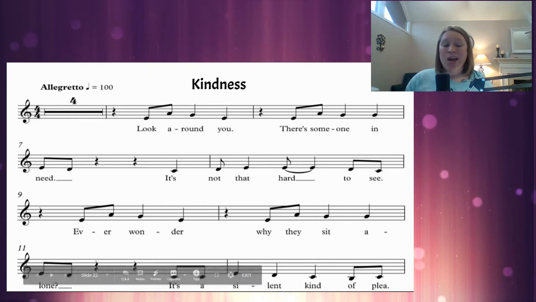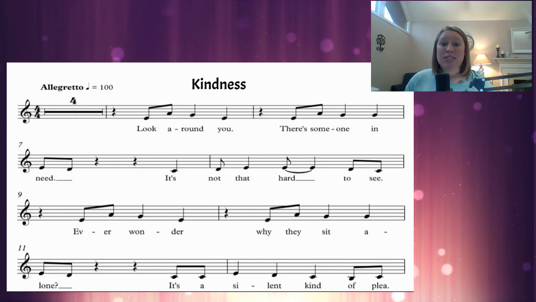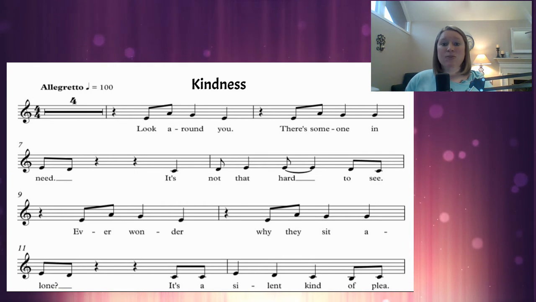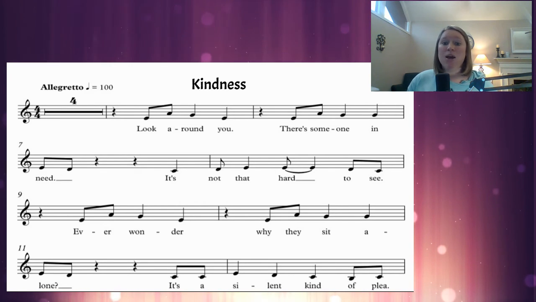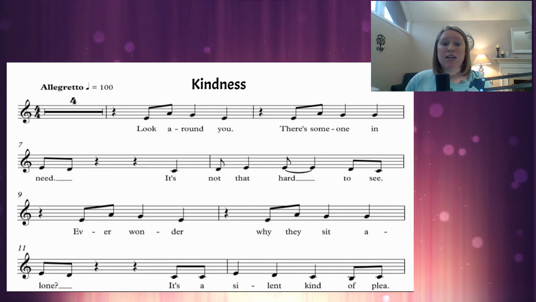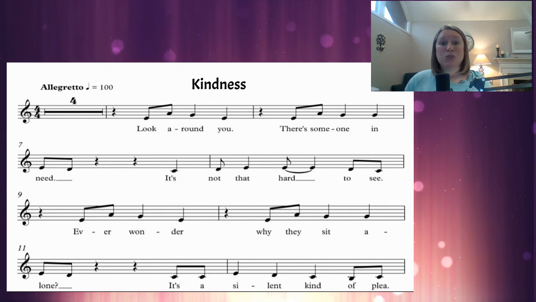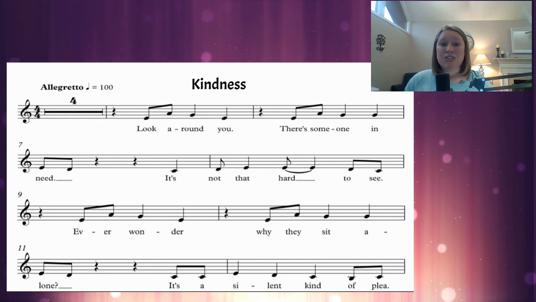All right, so let's sing through this section by section. I'll sing it first and you repeat it back to me. It goes like this. Look around you, there's someone in need. Your turn. Look around you, there's someone in need. Good, my turn. It's not that hard to see. Your turn. It's not that hard to see.